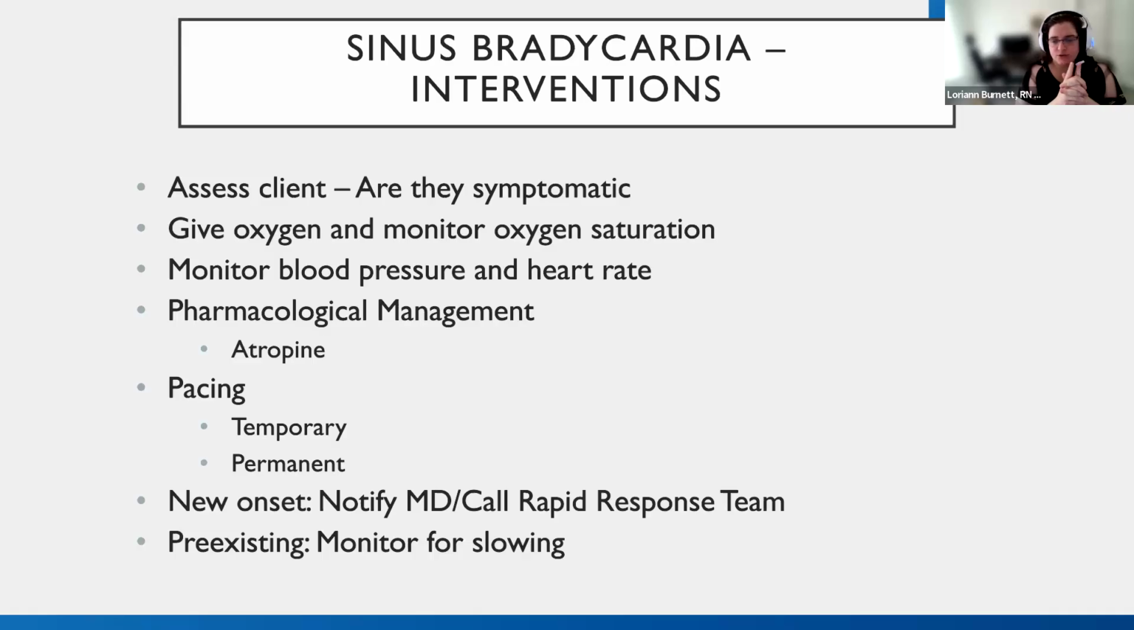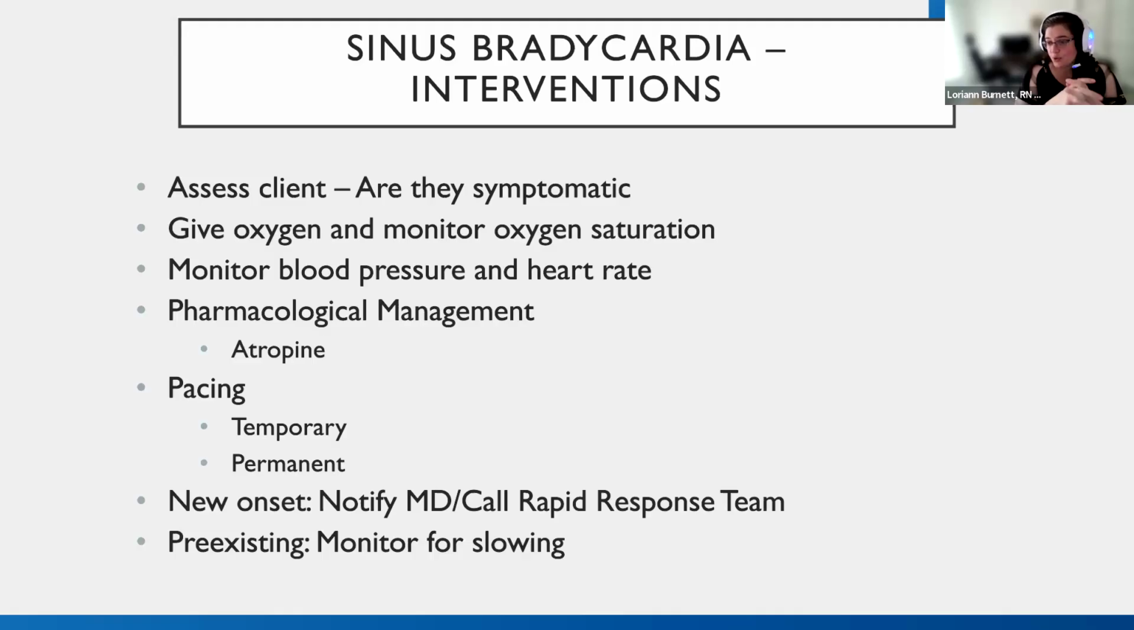We're going to monitor blood pressure and heart rate. We can give them atropine, which is going to increase the heart rate. If it's bad enough, we are going to pace the heart, which is the fancy way of saying we're going to shock you.